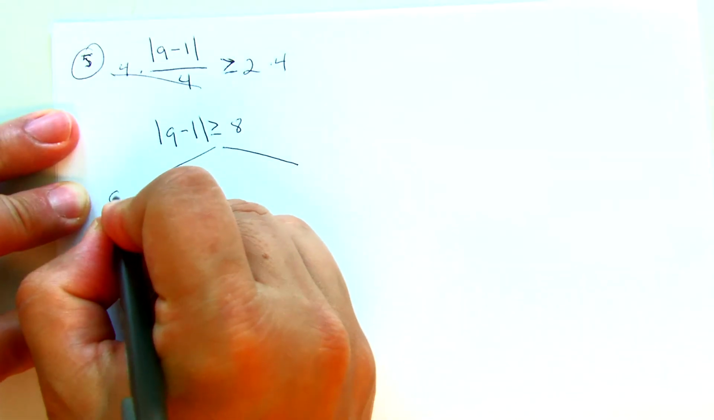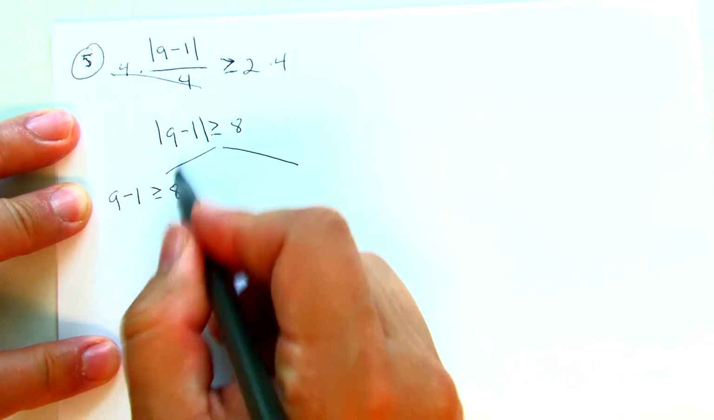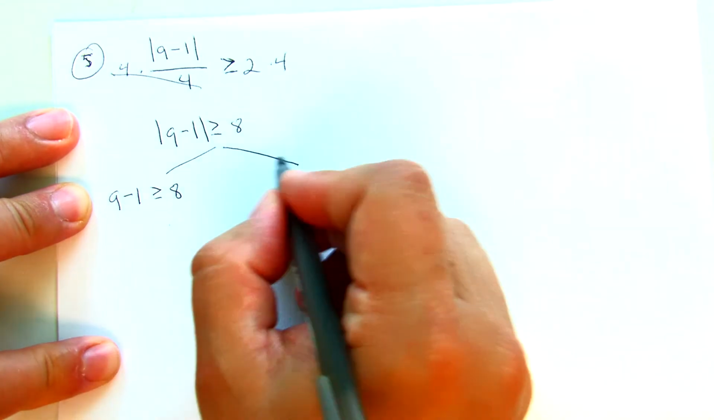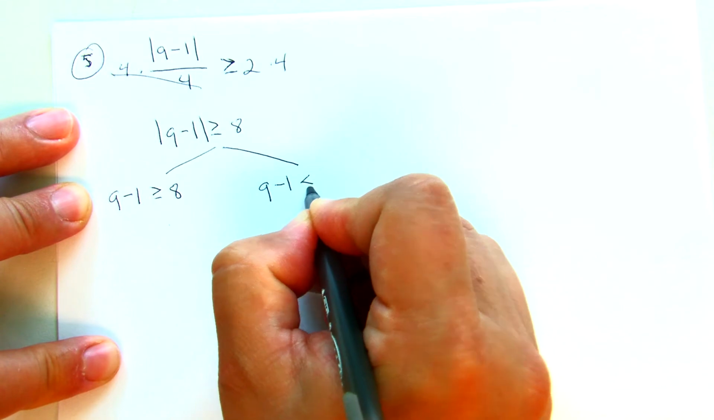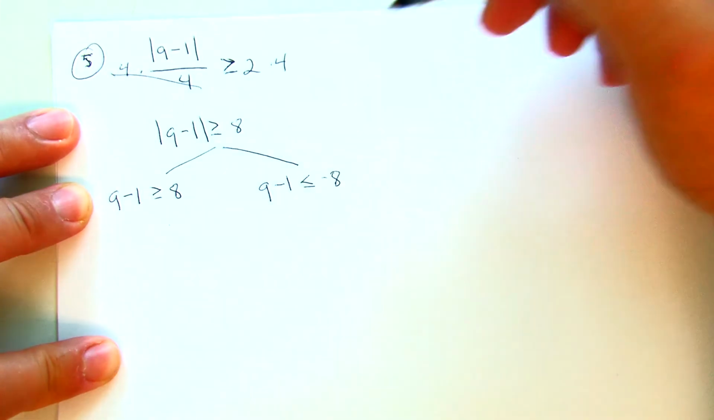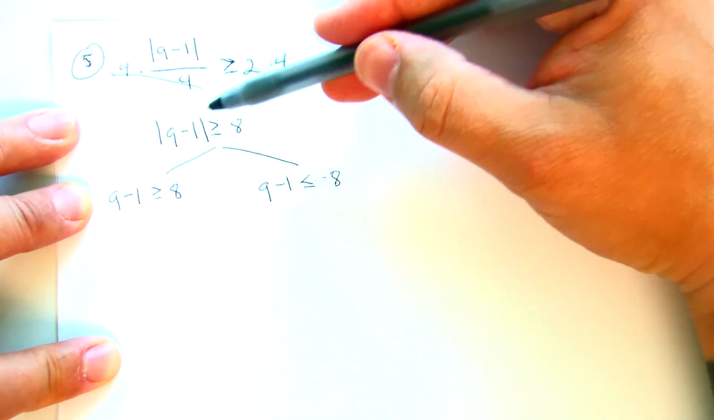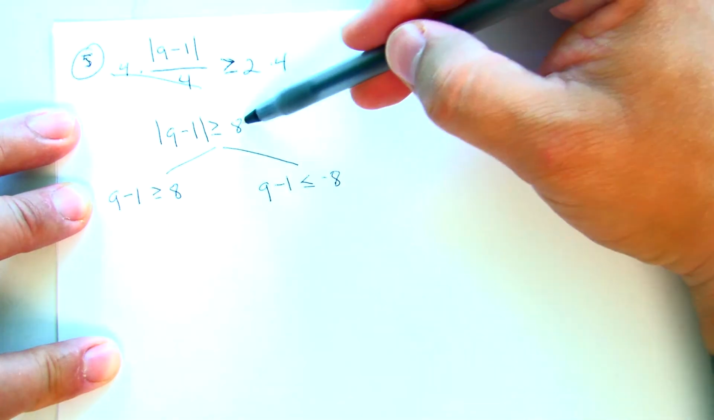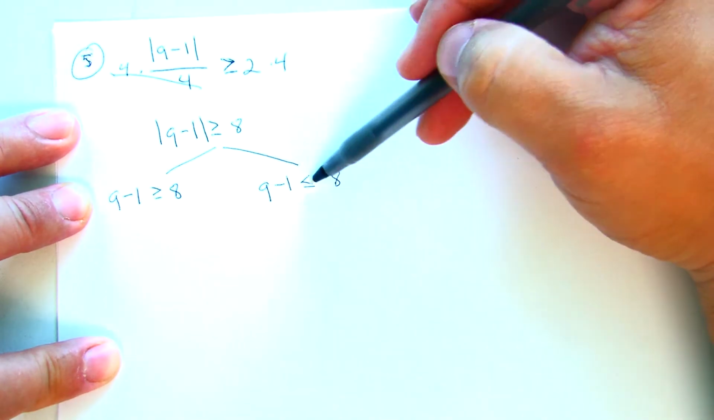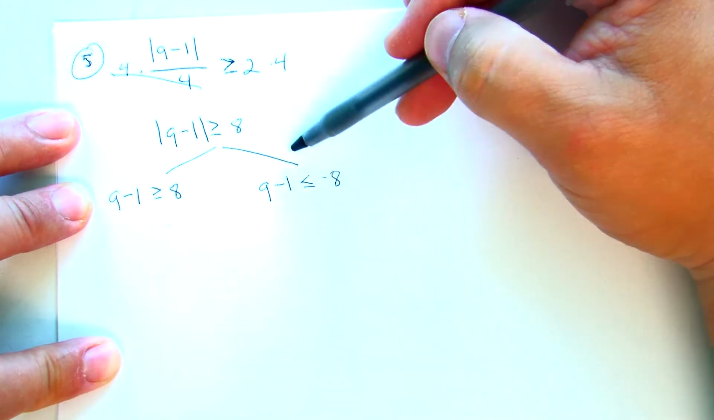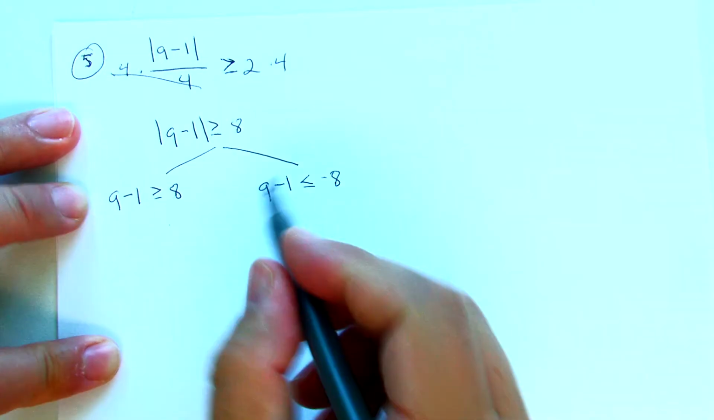We'll split this into q minus 1 is greater than or equal to 8. So we can just keep the symbol the same here. We're going positive to positive. But now over here, we're going to make it q minus 1 is less than or equal to negative 8. So we're switching, just like when we multiplied by a negative, we had to switch the inequality symbol. When we write it with the negative, we're going to have to switch the inequality symbol here.